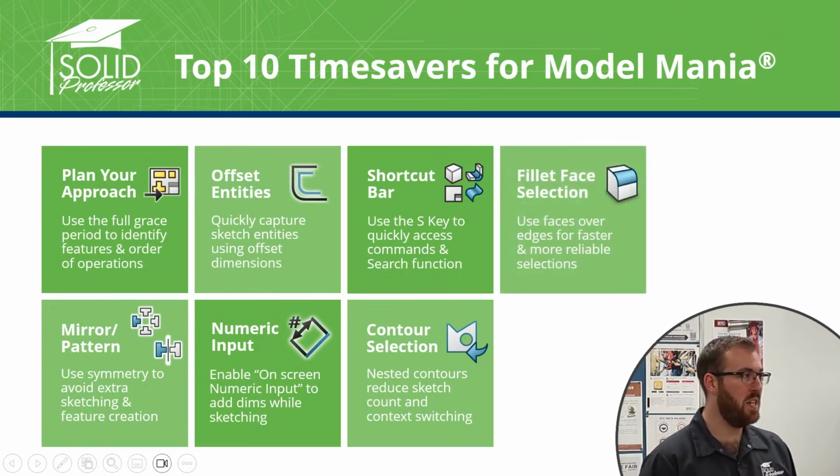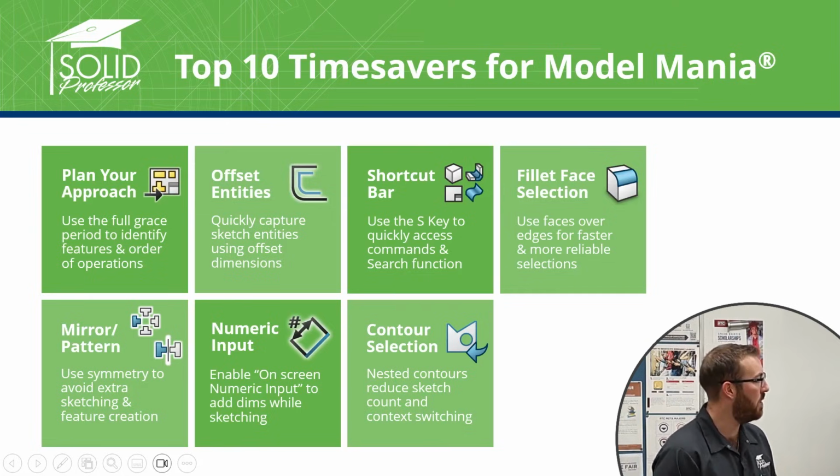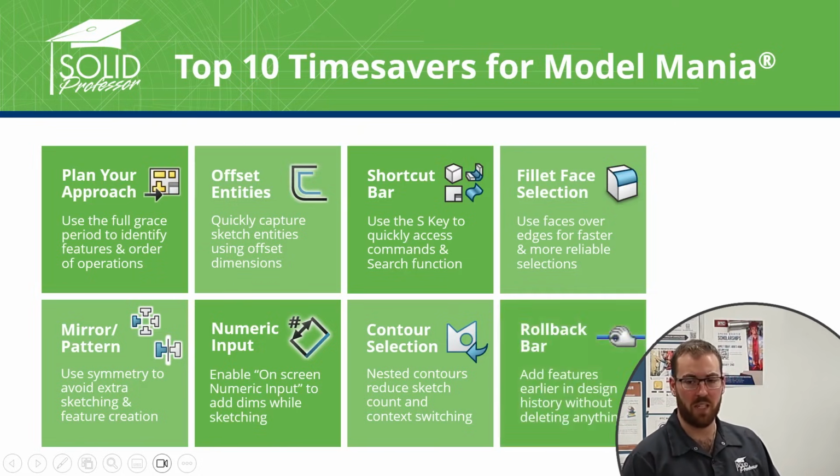Fillet face selection. I recommend using faces in general rather than edges. Maybe this one's a bit controversial. Utilize the selection toolbar if you can, where it makes sense to do that. You can get some more efficiency out of that, but using faces over edges is faster and tends to avoid some of those common mistakes.